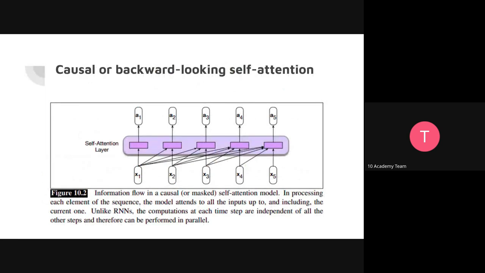There are different types of attention. In the simplest form, say I have a sequence x1, x2, x3, x4, and x5, which are my five words, or five tokens to be more accurate. In the self-attention layer, for the output I want the relationship between each word and the words that come before it. So A1, the first one, is only related to x1, because there are no words before it. A2 will be the relationship to x1 and x2. A3 will be x1, x2, and x3, and so on. This is the backward-looking, or causal, self-attention.